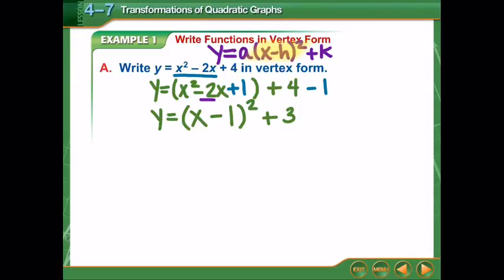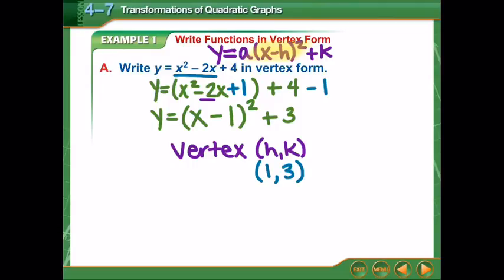Okay, so what I have now is actually the vertex form of this parabola. And if I was going to graph it, I would want to know where the vertex is. The vertex is (h, k). So for this problem, it's the number in parentheses, and anytime you pull a number out of parentheses when you're finding the vertex, you're going to change the sign. So our vertex is going to be at (1, 3).